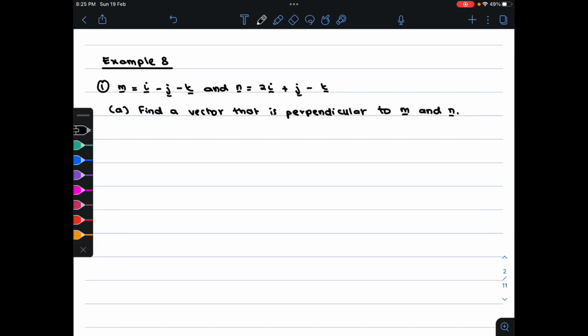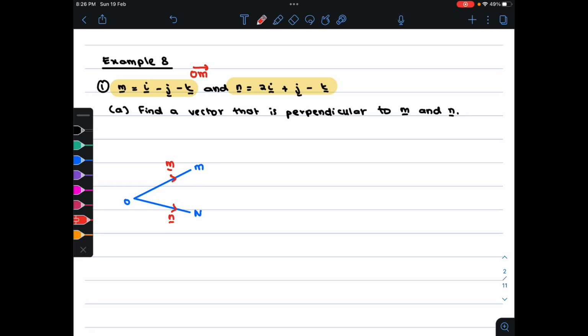Let's do example 8, question 1. We have vector m, which is i minus j minus k, which is actually just vector OM. So just imagine we have the coordinate origin and the coordinate M. Therefore, the coordinate here will be OM or vector m. And if I also have coordinate N, the second vector will be ON or vector n, which is this one.